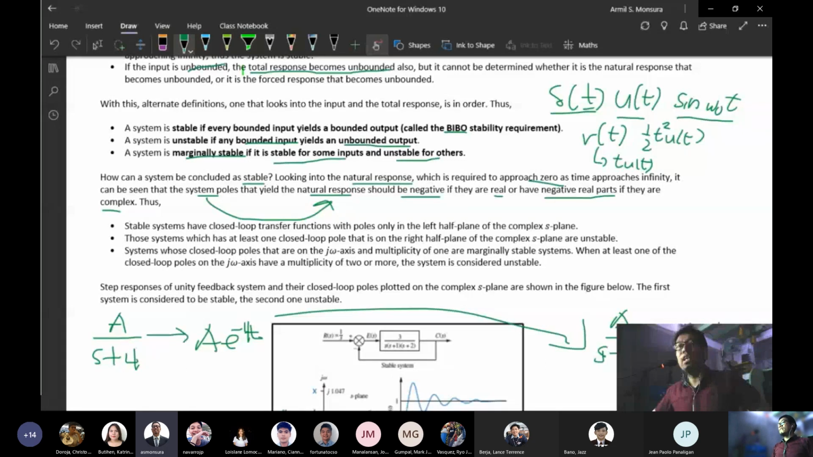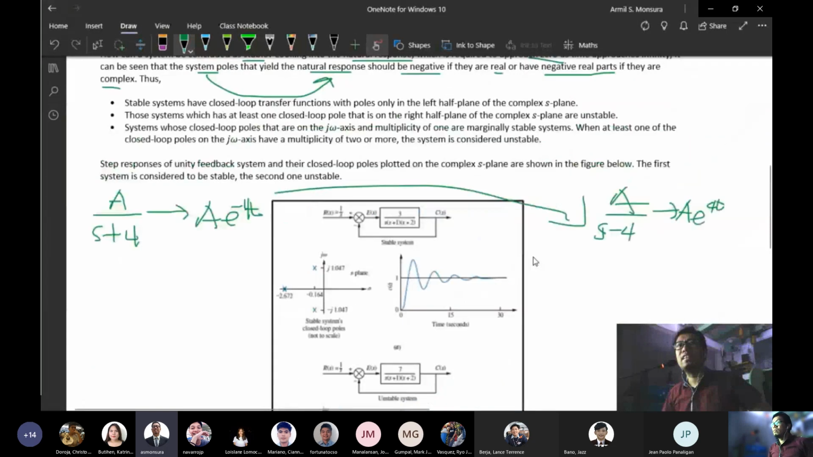Halimbawa kung meron siyang partial fraction decomposition na A over s minus 4, pag in-inverse niyan, magiging A e raised to 4t yan. And obviously, itong A e raised to 4t, alam natin na ito, hindi yan magdidecay, but rather, mag-i-increase yan to infinity. So therefore, that would render your system to be unstable.